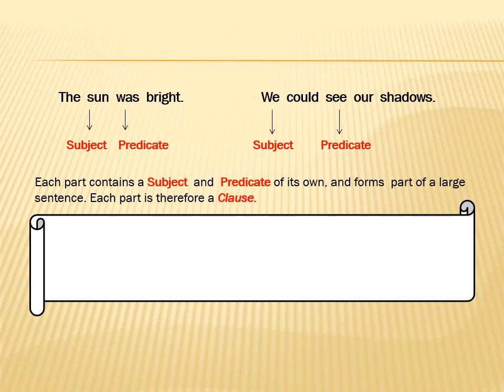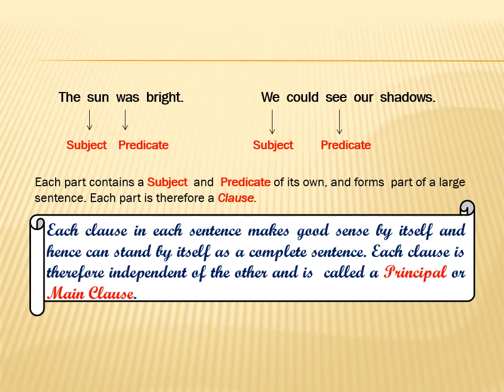So the previous example was the sun was bright and we could see our shadows. So when we separate this sentence into two parts, each part has a subject and a predicate, and each part of the given sentence is independent of each other. So each part is called a clause. Each clause in each sentence makes good sense by itself and hence can stand by itself as a complete sentence.